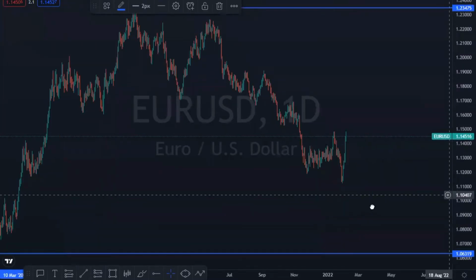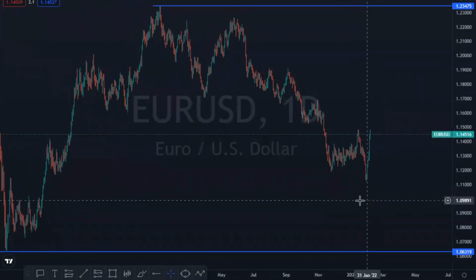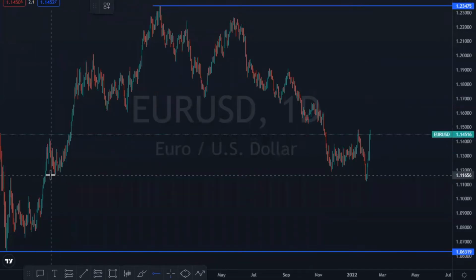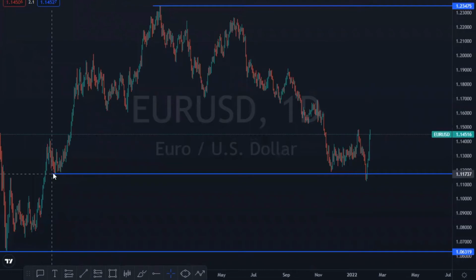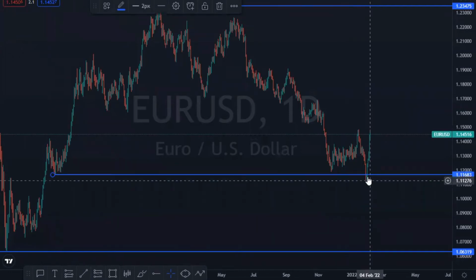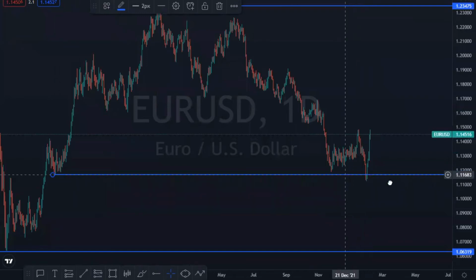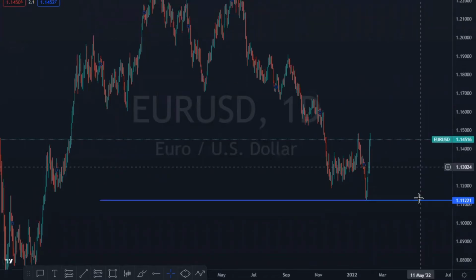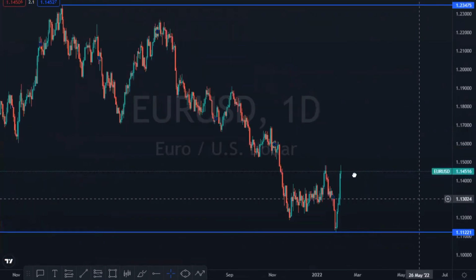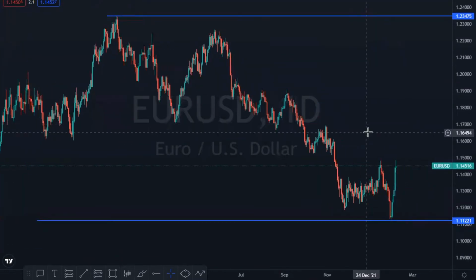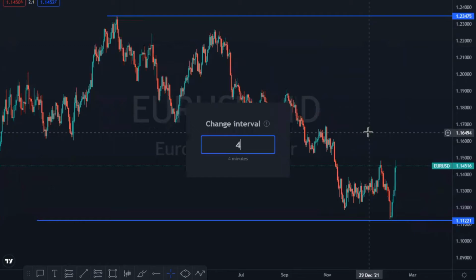After identifying my daily support, what else am I seeing? I can see that Euro USD also rejected on this level, and on this level as well. This being a fake out, but I also have to cater for this level, the reason being Euro USD actually rejected on that level. So let's jump to the 4 hour.